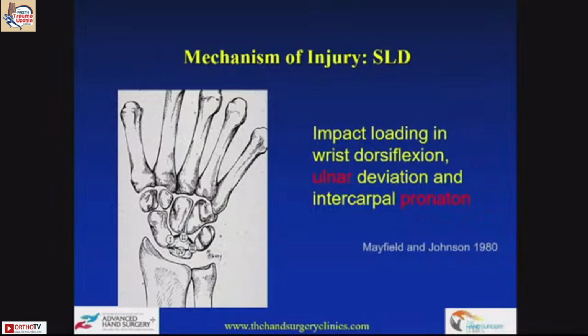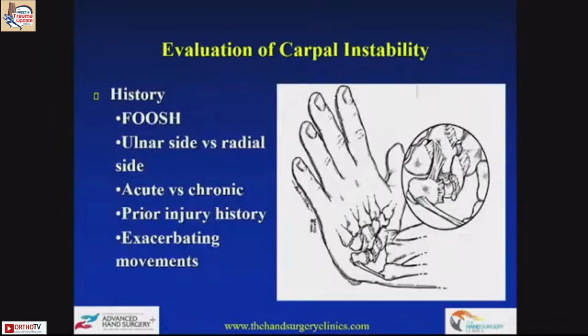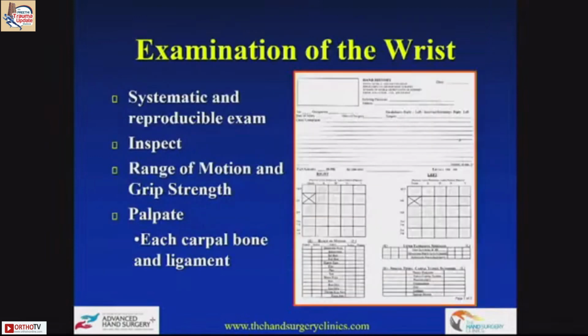So scapholunate dissociation is basically one of the outcomes of what is called a fall on an outstretched hand. This is the Mayfield circle that's been shown here, wherein when there is loading of the wrist in dorsiflexion with ulnar deviation and intercarpal pronation, there is a sequence of injuries that can occur, and one of them is scapholunate dissociation. Usually the history is that of a fall on an outstretched hand, and there is also a history of strenuous work causing exacerbation of the symptoms.